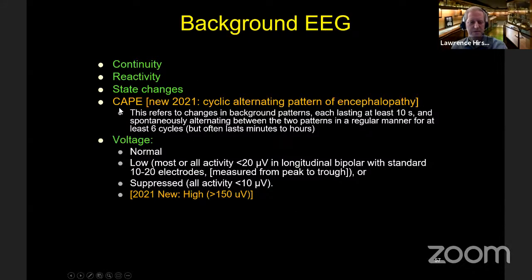One of the new ones is this term called CAPE, cyclic alternating pattern of encephalopathy. And that's really just a spontaneously cycling background. Each pattern has to last at least 10 seconds, and they have to be spontaneously alternating for at least 6 cycles. And they're usually a minute to several minutes each is kind of the typical cycle. And you'll see this rather commonly. It's actually probably a pretty healthy sign as far as our critically ill EEG patients go. Most of them do well, and it's certainly much better than a non-variant or unreactive pattern. But there's virtually no literature on that yet. But hopefully now there will be.